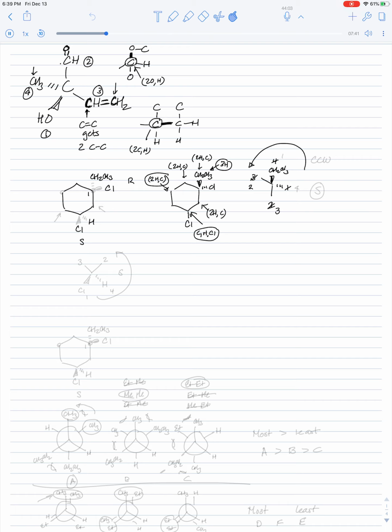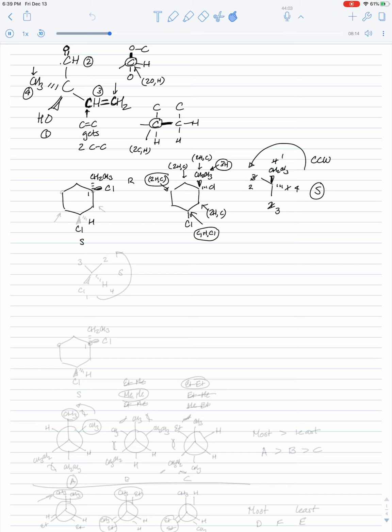Let's actually switch 1 and 4. Switch 1 and 4, 4 goes there, 1 goes there. Going from 1 to 2 to 3 is still counterclockwise. And so I drew S. So what did I do? I gave the ethyl a bold. Let's give it a dashed. Let's give the chlorine a bold. So that one is now R.